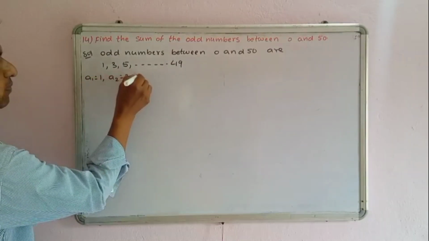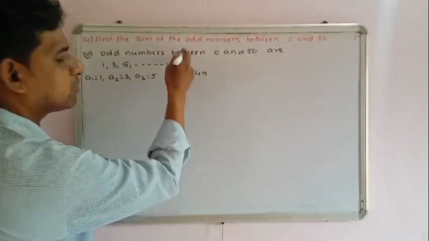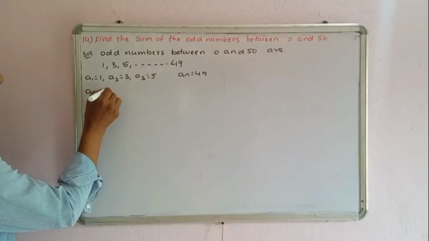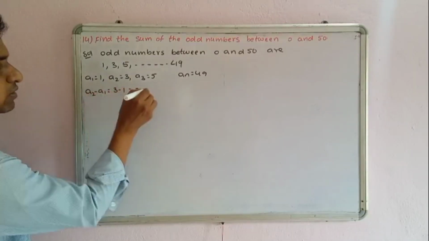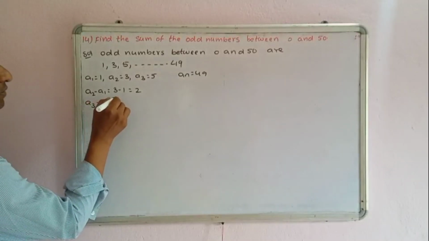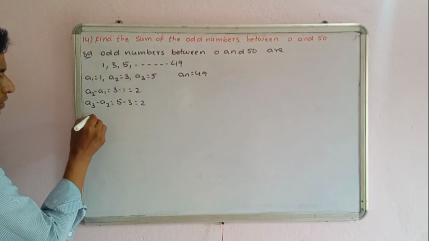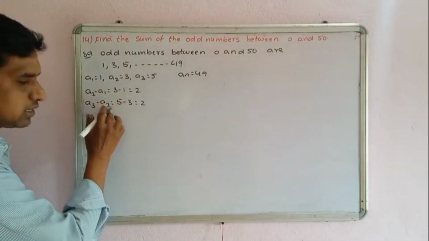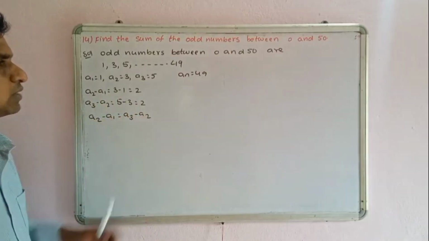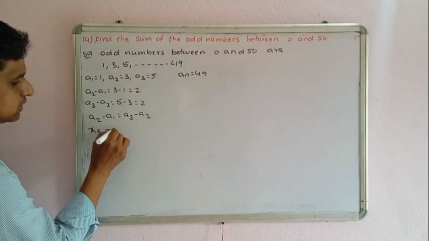A2 is 3. A3 is 5. An is 49. I don't know which number it is. Okay. So first find A2 minus A1. That is 3 minus 1, 2. A3 minus A2, 5 minus 3, also 2. Therefore, A2 minus A1 equals A3 minus A2. So the sequence is an arithmetic sequence. That means arithmetic progression.